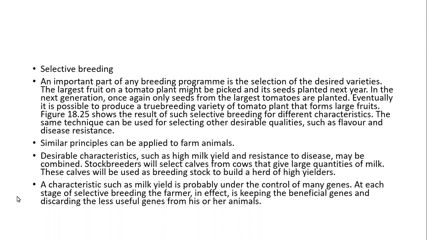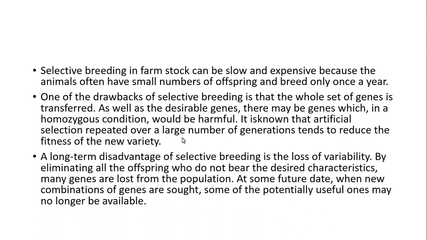But how is this affecting the environment? We have done this quite a lot. If you take a look at your entire farming, we do this quite a lot. So how is this affecting our environment? First of all, selective breeding is slow and expensive, especially in animals. In plants, perhaps not so much. In animals, it is definitely slow and expensive.